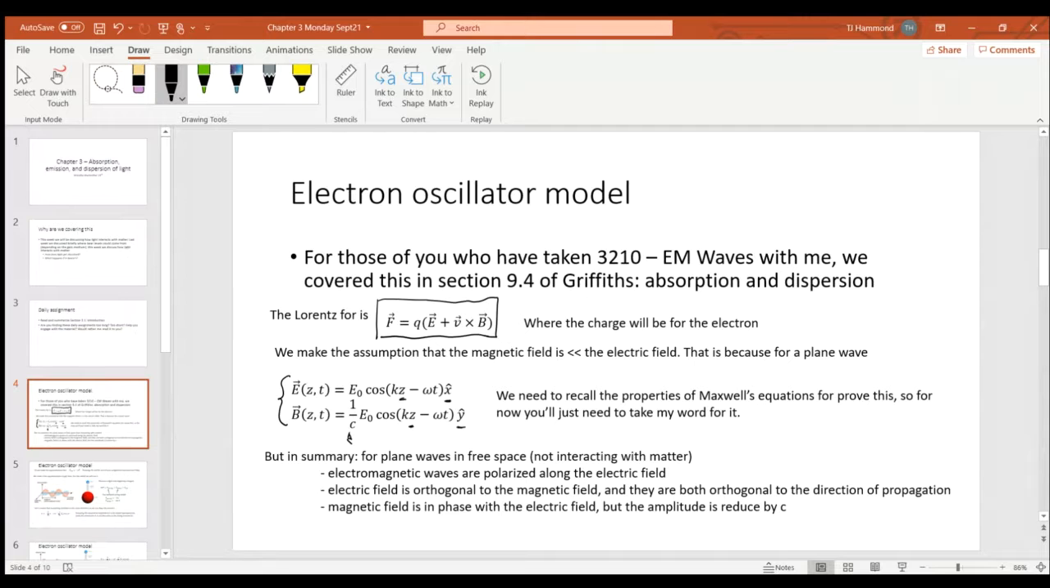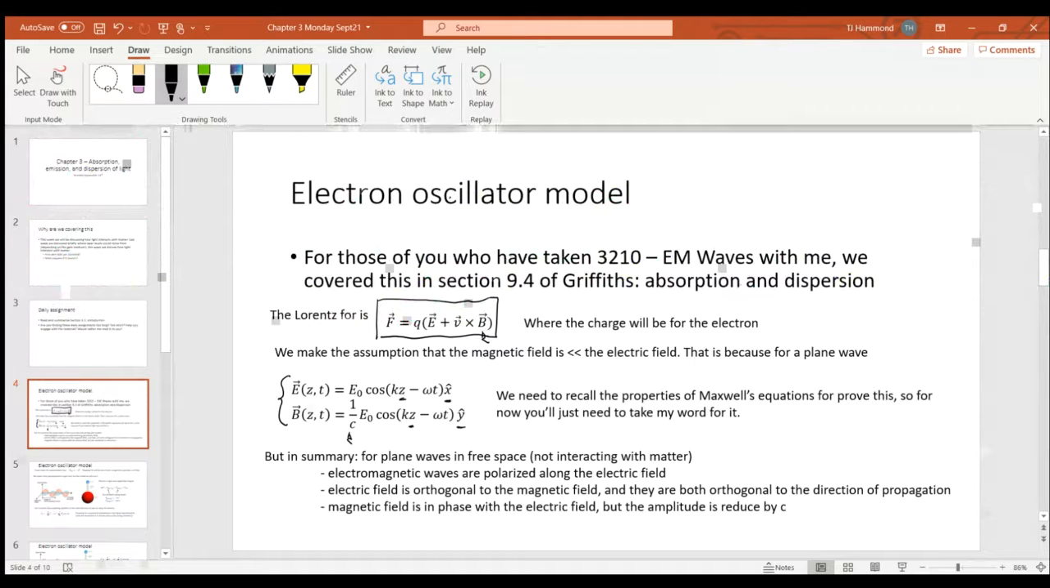And so the magnitude of that magnetic contribution in the Lorentz force law here is going to be a lot smaller. Okay? To actually show that, or to think about this a little bit more, it'll be one of your problems in the assignment on Friday. So basically, in order to prove this, you'd need to take 3210 with me, electromagnetic waves. But for now, you'll just have to take my word for it.